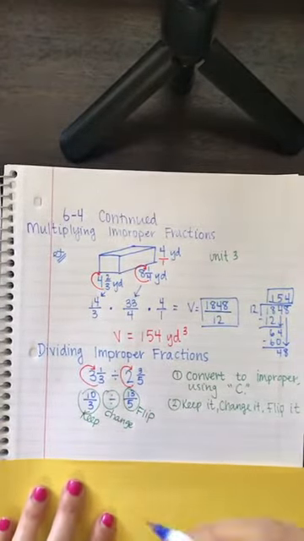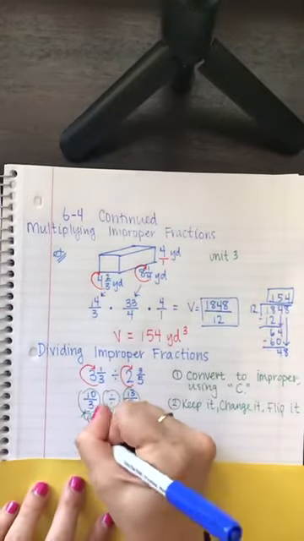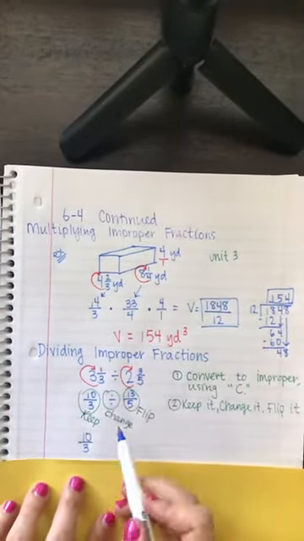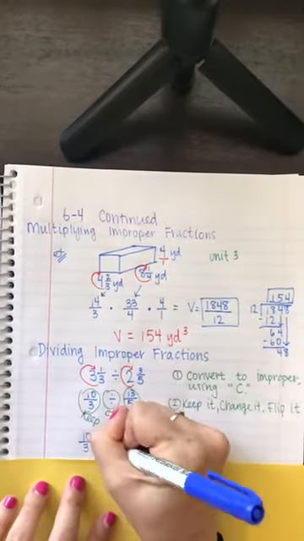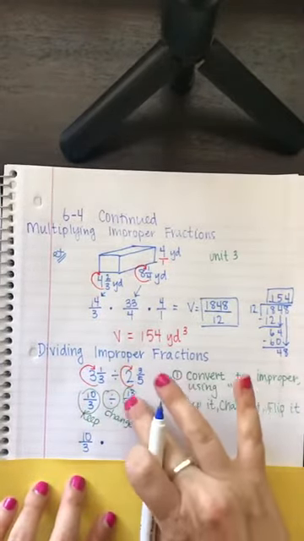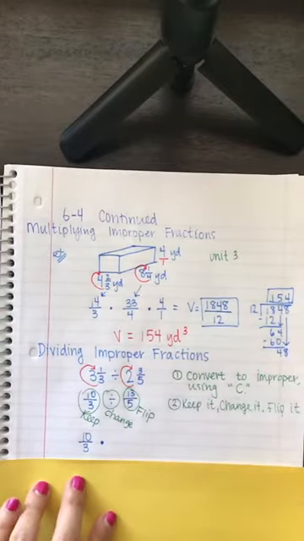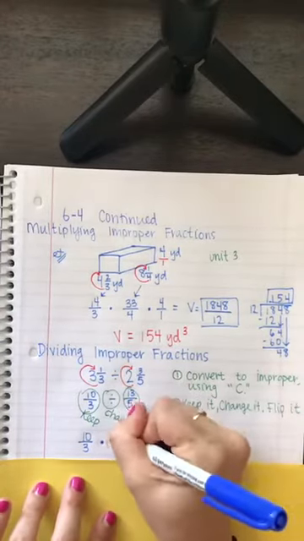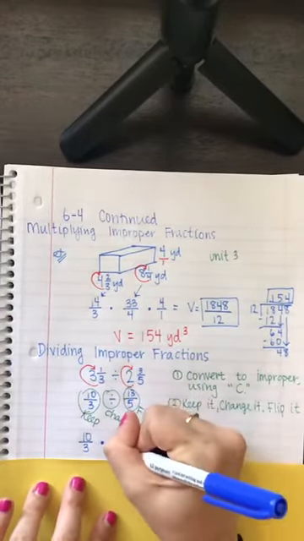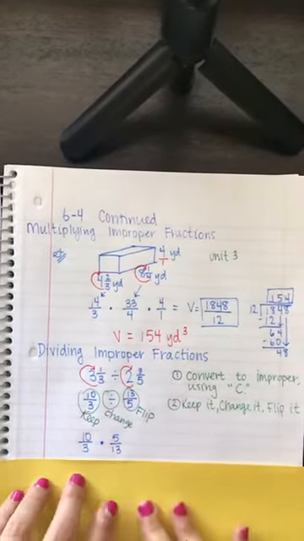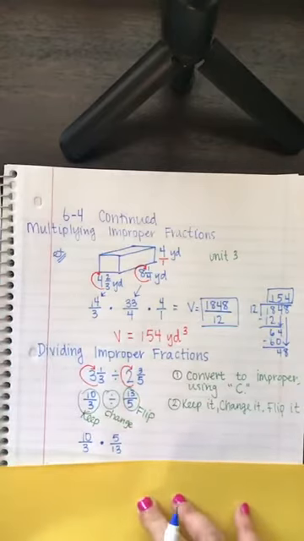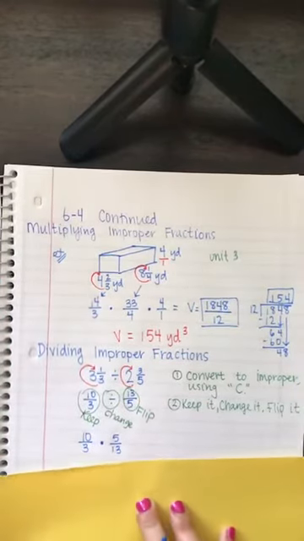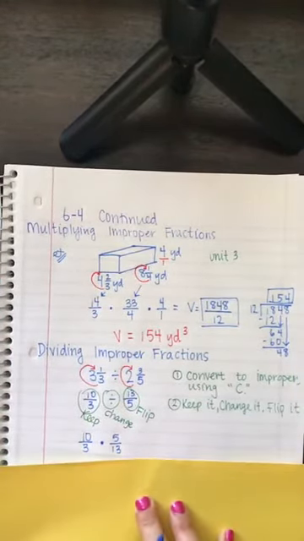Okay, so let me rewrite this. I'm going to keep 10 over 3, change my division symbol to a multiplication symbol, and flip this fraction. So instead of 13 over 5, I'm now going to have 5 over 13. So we typically, or I do at least, think of division as being the most complicated, but all I did was make it into a multiplication problem, and I know how to do that, and so this is easy.